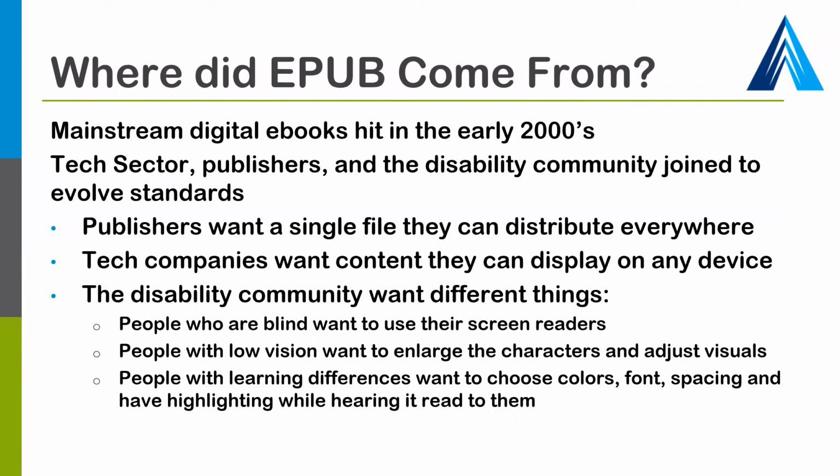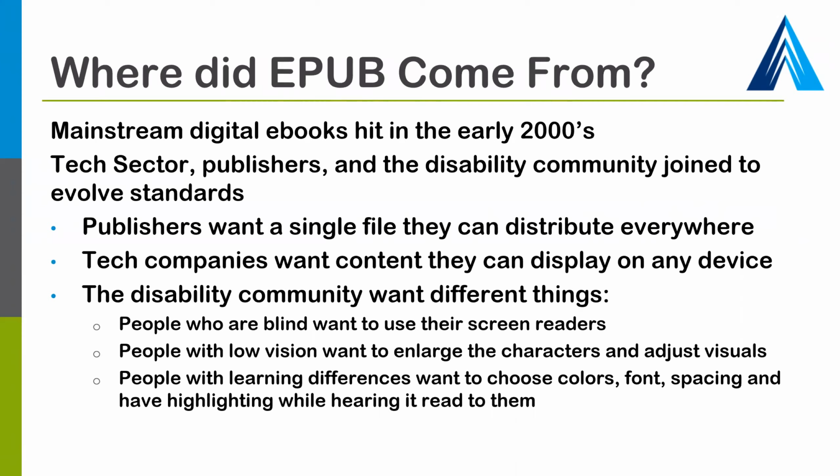Around the turn of the century, in the early 2000s, there was a range of organization types that came together. It was certainly tech companies involved, publishers were involved, educators, and the disability community were developing the standards around digital publishing, and Epub emerged as the format. And the different groups had different requirements going in.